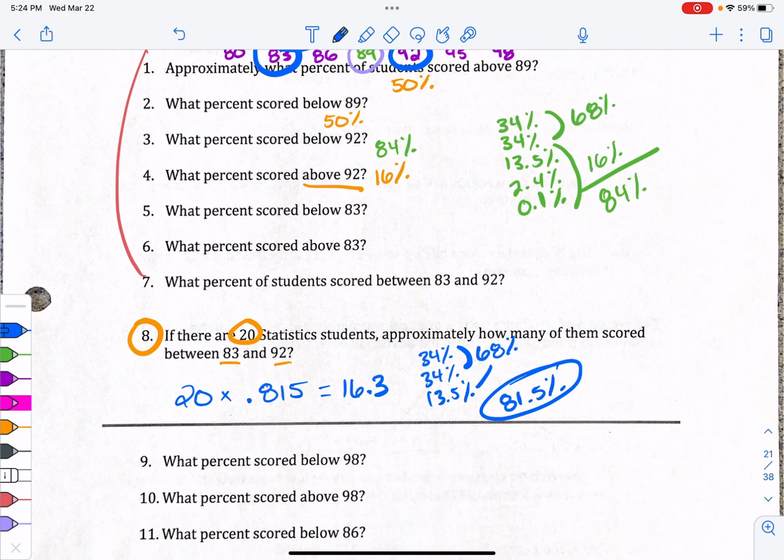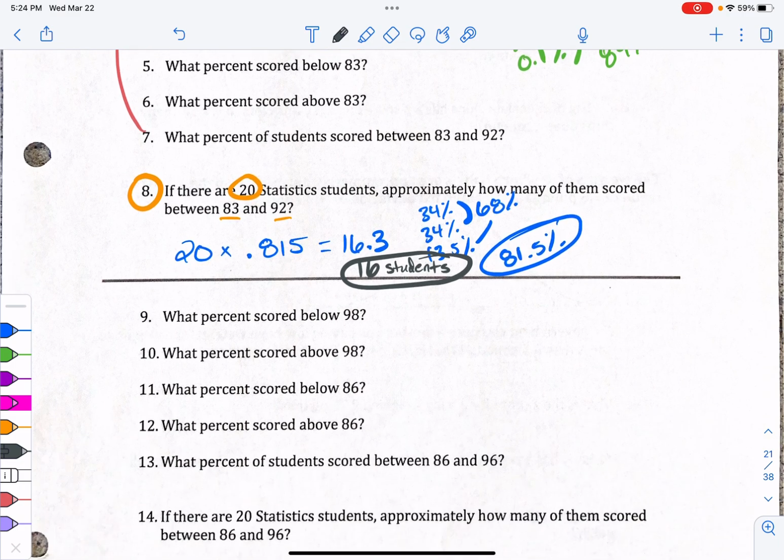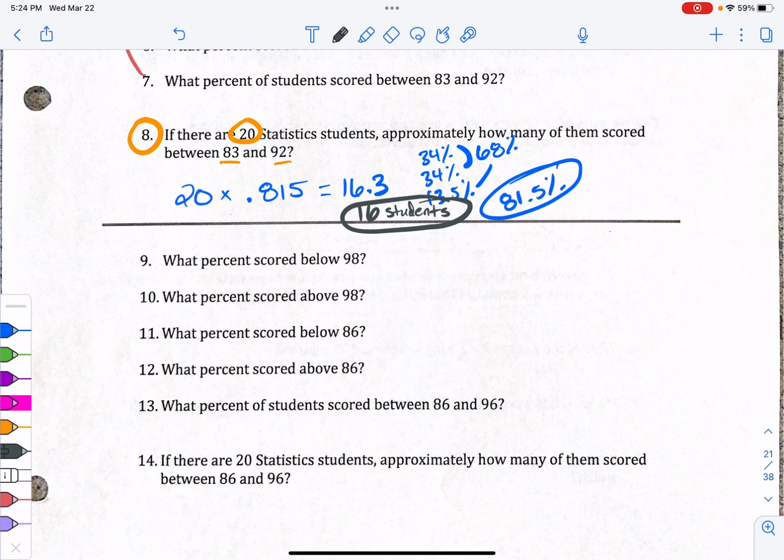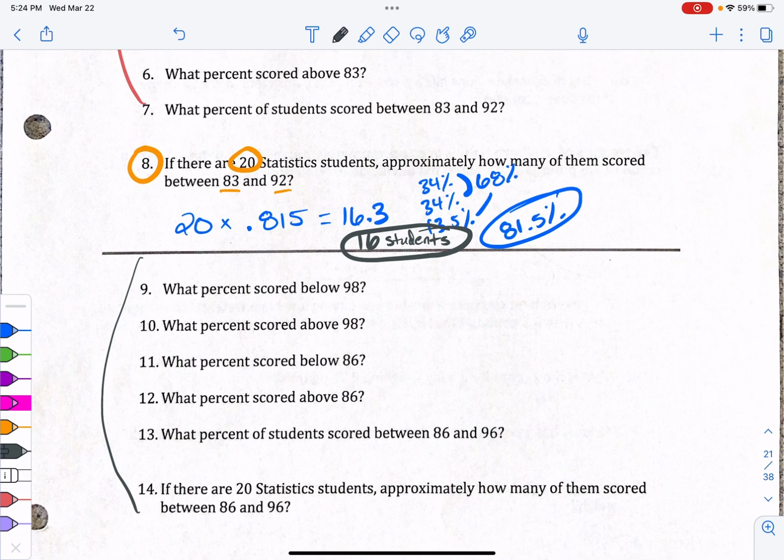Okay, now this isn't like calculating error like what we did before where you always round up. I'm just going to round to the nearest whole number, so I'm just going to say 16 students approximately. So you will round to the nearest whole number rather than rounding up. It's a little bit different than calculating error, so you might have remembered that we always round up when we're doing error.